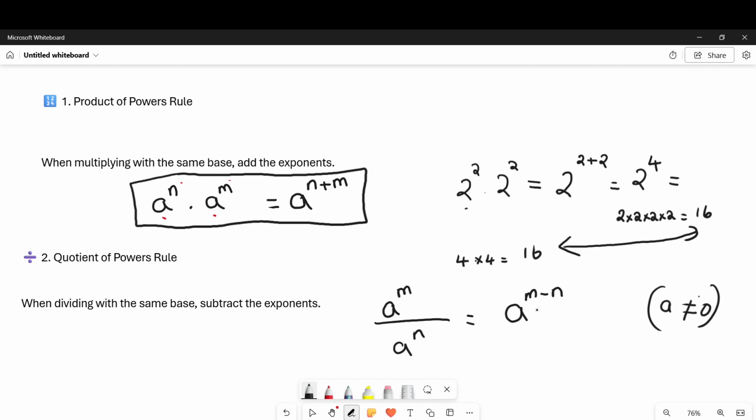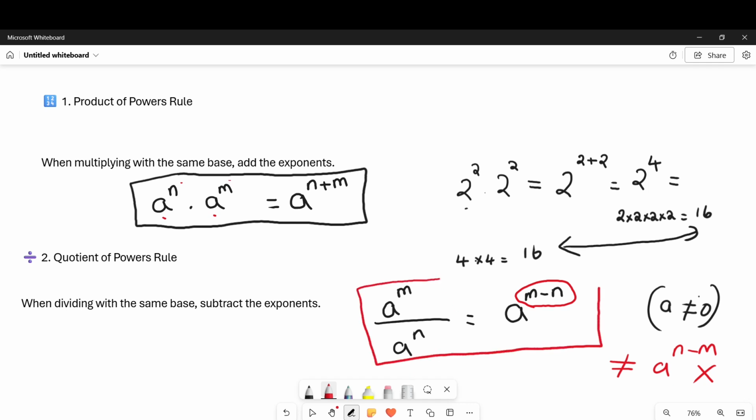Second thing, follow the same order of the subtraction. It should not be a to the power n minus m. No, this is wrong. It should be the numerator exponent minus the denominator exponent. This is the correct way of taking the quotient.